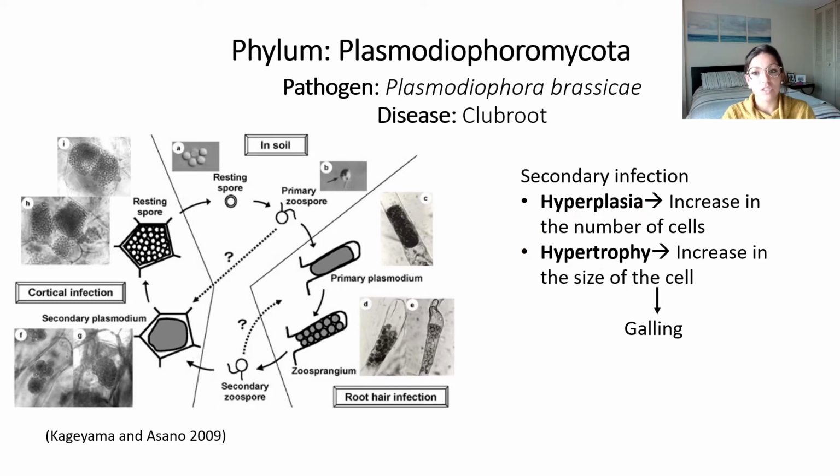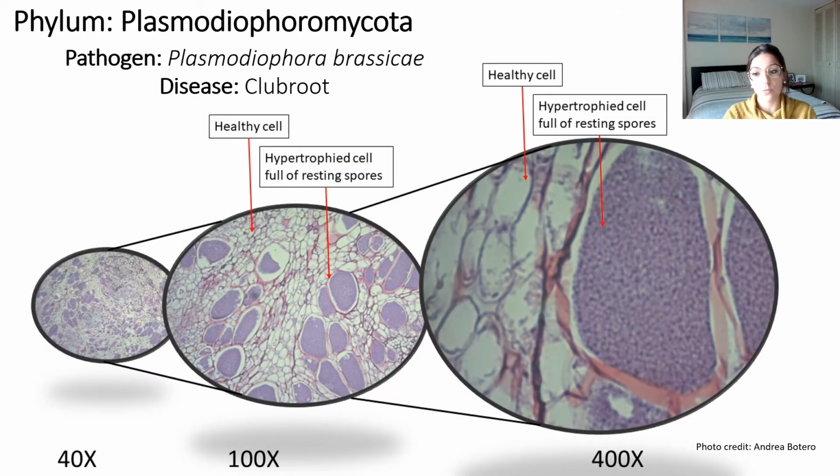In this case, we just have super big cells, and most of them are usually full of the resistant spores of the pathogen. Here's how an infected tissue looks. In this part, we have healthy cells. We can see how a normal root cell looks, what size they usually have, and here we have hypertrophied cells. They are super big and they have inside lots of resistant spores from the pathogen. Those purple things we see inside are the resistant spores of the pathogen.